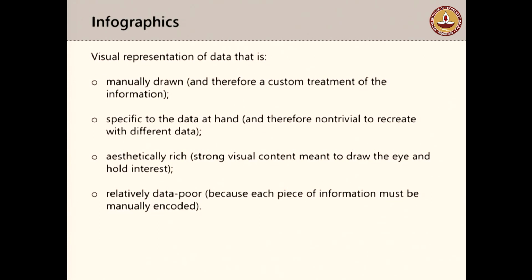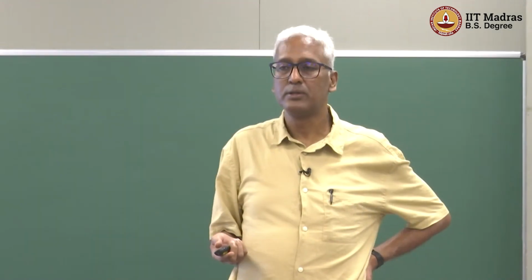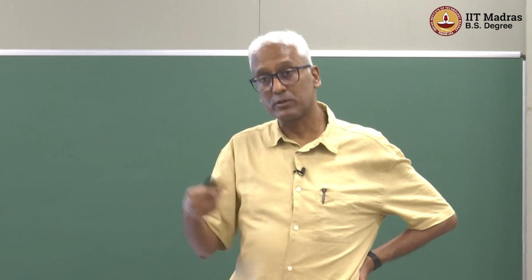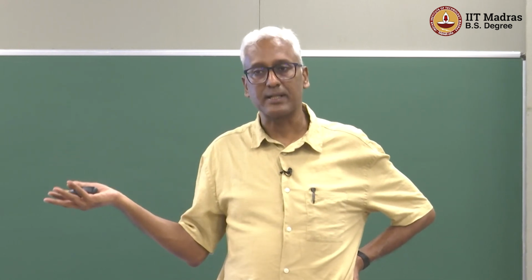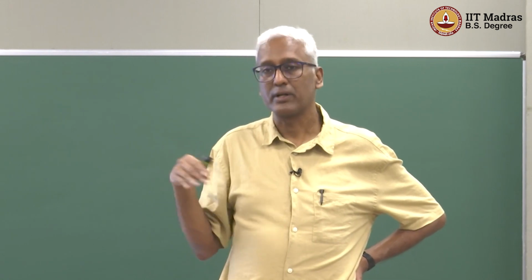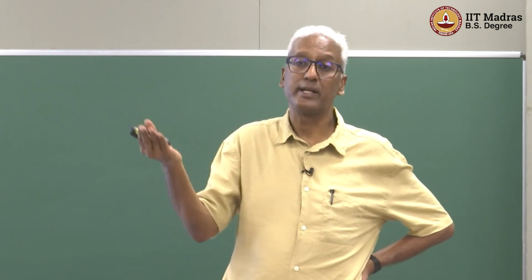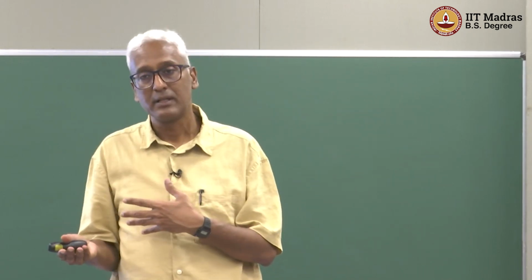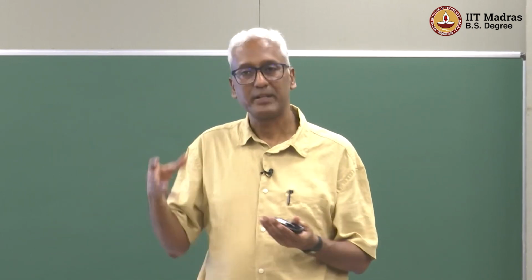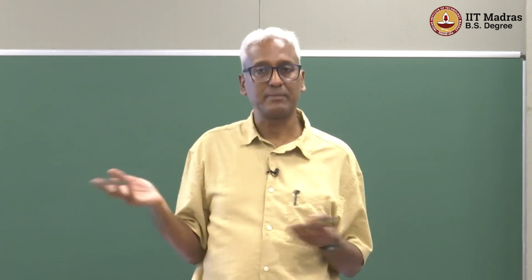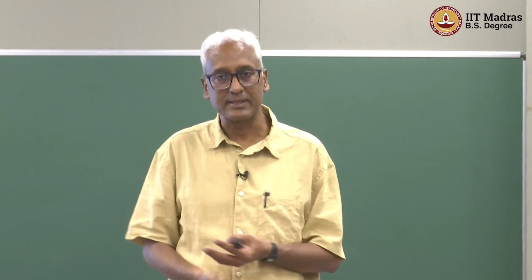So in other words, infographics are representations that are manually drawn. It's very manually drawn, and therefore a custom treatment of information, specific to the data in hand, and therefore non-trivial to recreate with different data. Okay. So the map of IIT Bombay that you saw is very specific to the campus that we have. Again, it will not work for a different campus such as IIT Madras, for example. You cannot apply the same treatment because the geography will be different, the orientation will be different, the types of buildings may be different, and so on and so forth. It is very specific to this. The OSM map on the other hand doesn't matter. The same treatment can be applied to any campus.